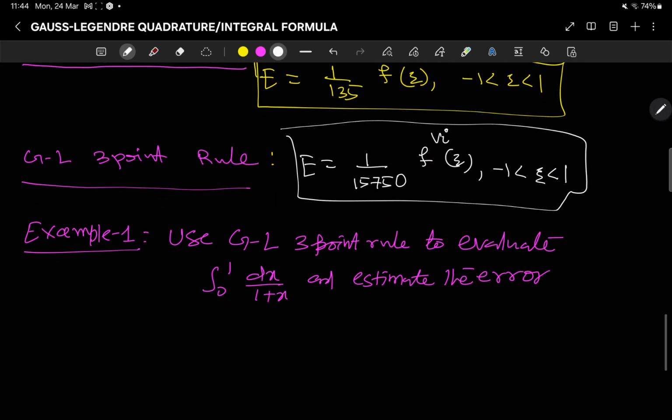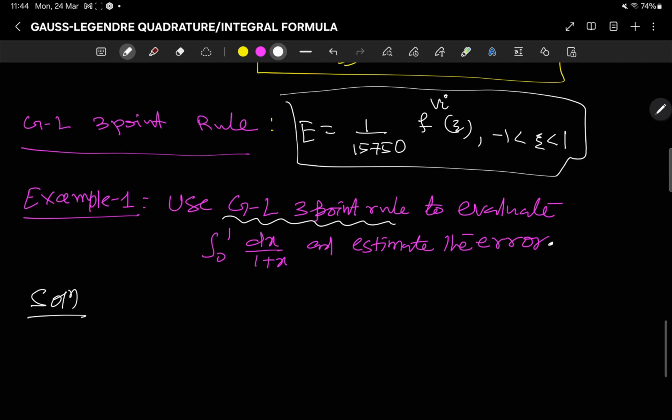So now let us solve one example. The example is: use the Gauss Legendre 3-point rule to evaluate the integral 0 to 1 dx by 1 plus x and estimate the error. Okay, so here you have the integral 0 to 1 dx by 1 plus x, and we need to convert it to the integral minus 1 to 1 f(t) dt. The first thing is this. Okay, so we have to find it.